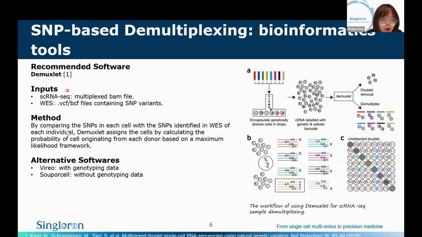Demultiplexing will call SNPs for every single cell using the BAM file, and compare them with the reference genome data of the WES. It will calculate a probability of each cell belonging to each donor and find the most likely donor of that cell based on a maximum likelihood framework. Meanwhile, the doublets will be identified and removed during the demultiplexing.